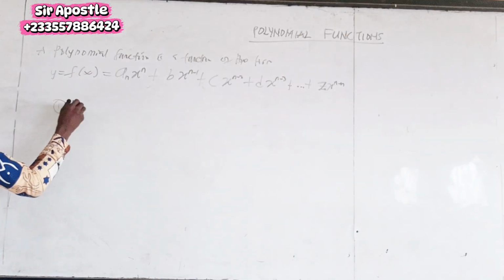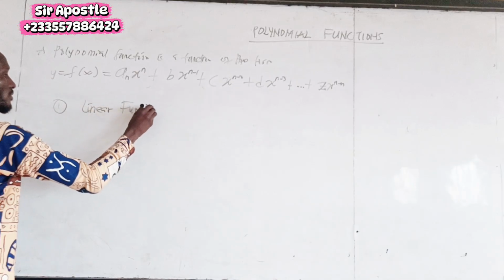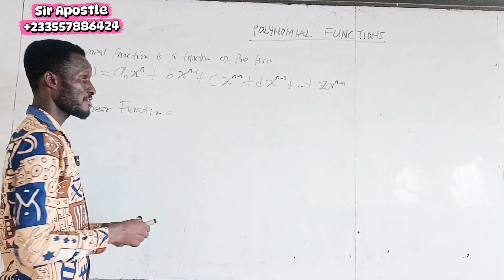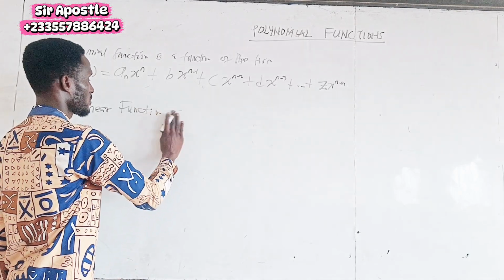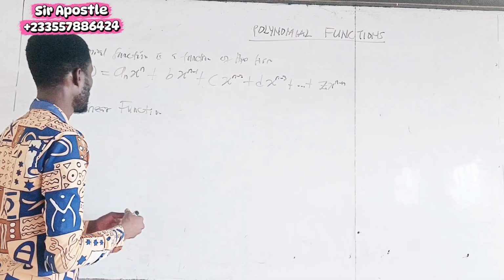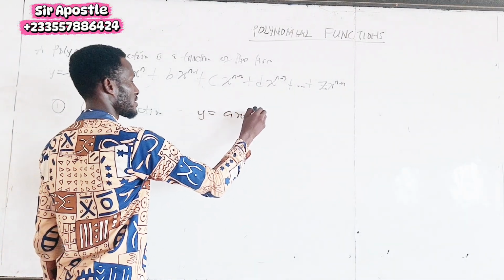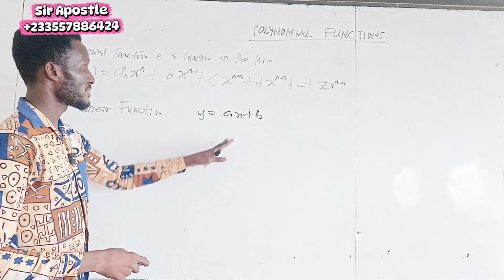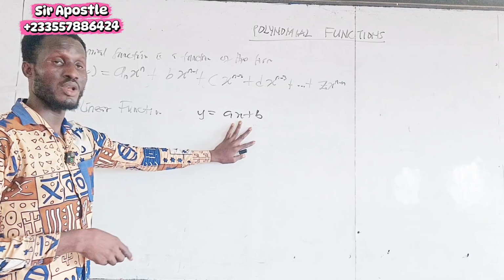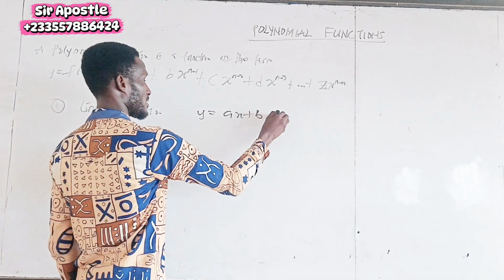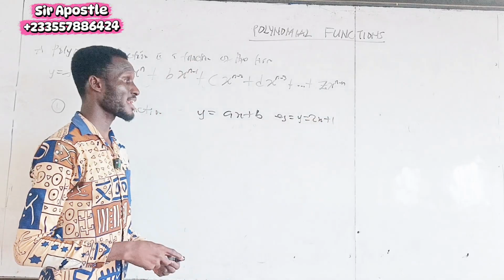We have a linear function. A linear function is any function of the form y is equal to ax plus b. At this particular point, the exponent is 1. Whenever the exponent of the variable is 1, you call it a linear function. Example, you can get something like y is equal to 2x plus 1. This one is a linear function.